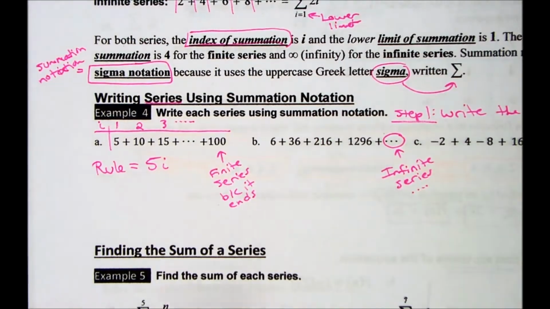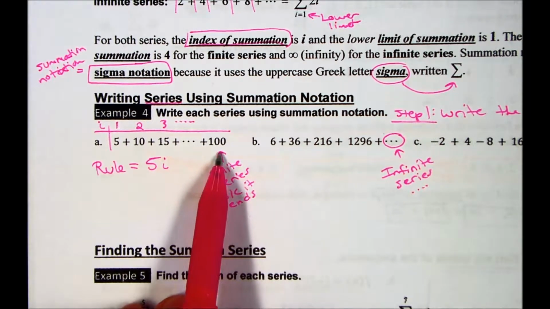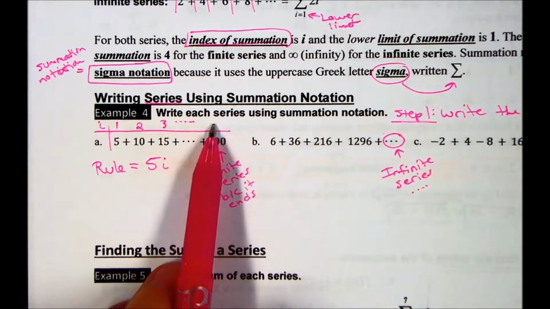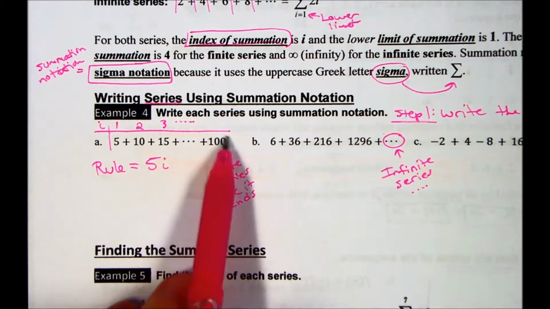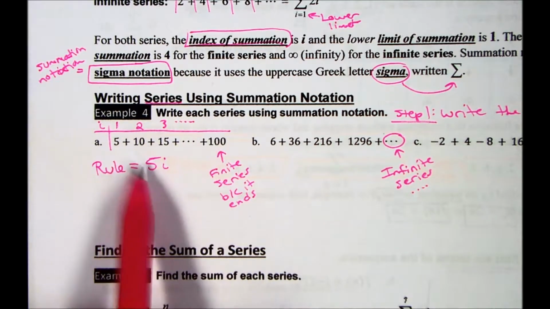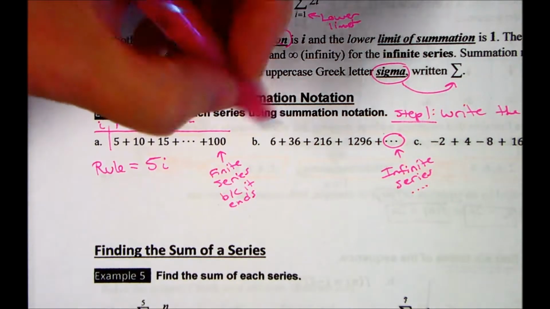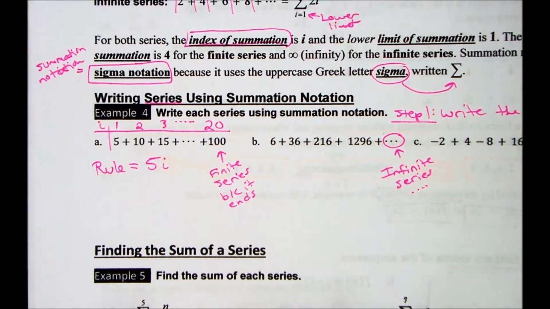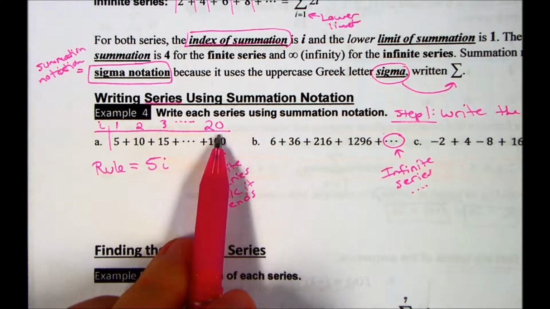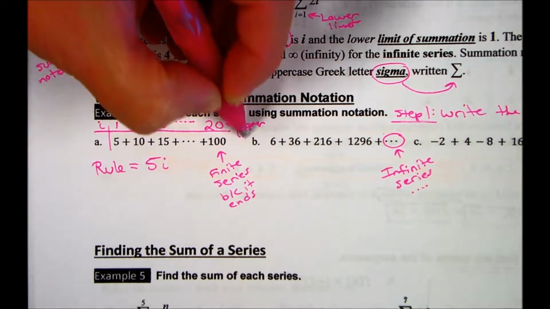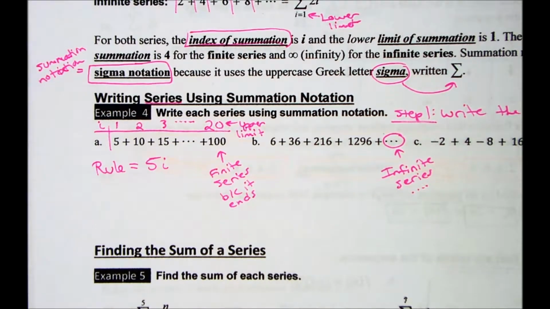Since it is a finite series, we want to figure out what the index would be if the output is 100. Well, our rule is 5 times the index, so 5 times what would equal 100? 20. So 20 is our upper limit, and the 1 is going to be our lower limit.